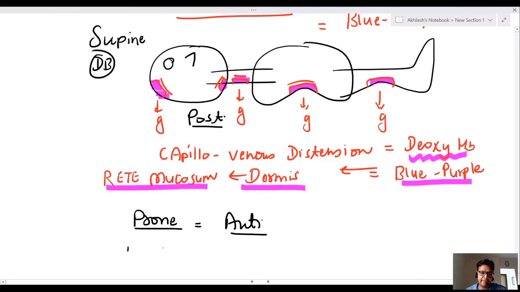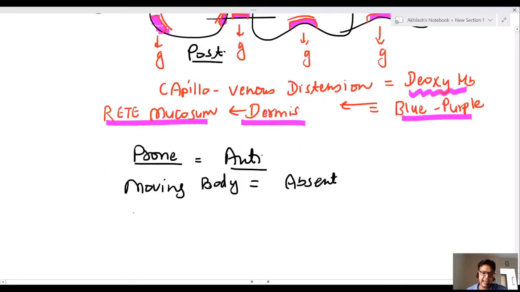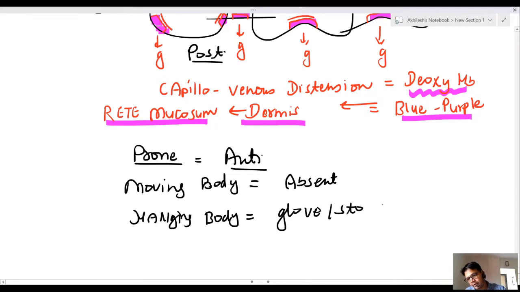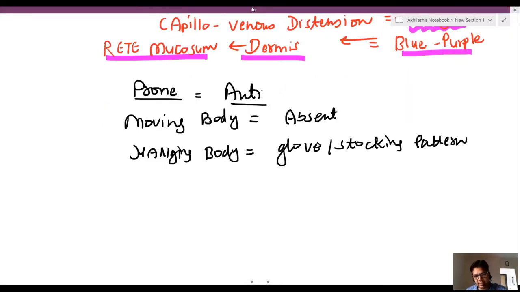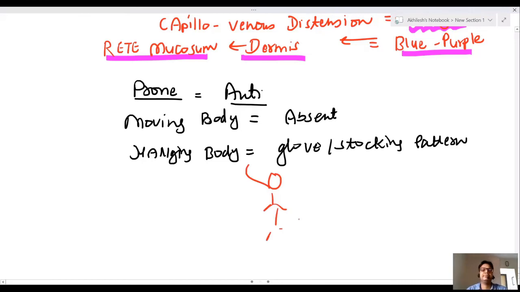In a moving body, postmortem staining is absent, because postmortem staining is only developed when the body is stable. In a hanging body, it is common in glove and stocking pattern. What is glove and stocking pattern? See, if this body is hanging. Yes, this body is hanging.